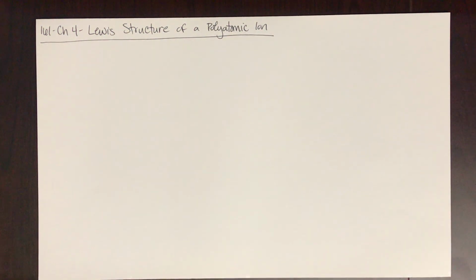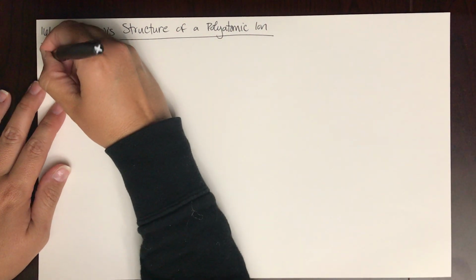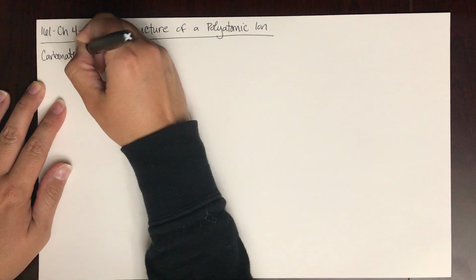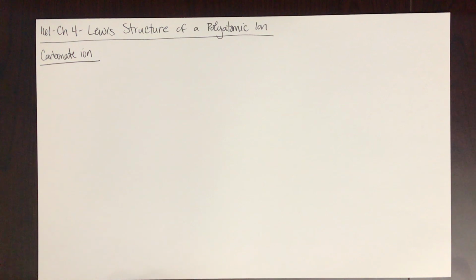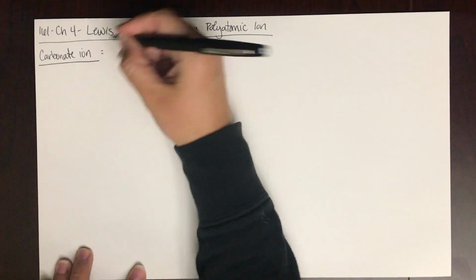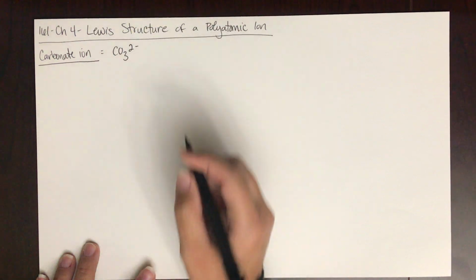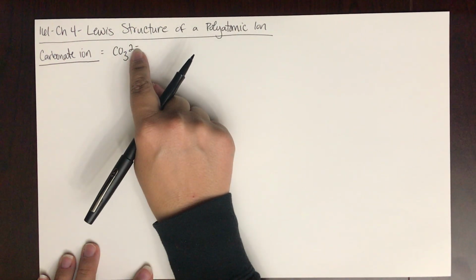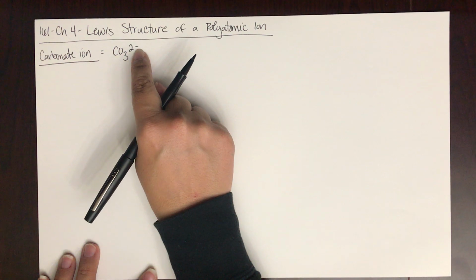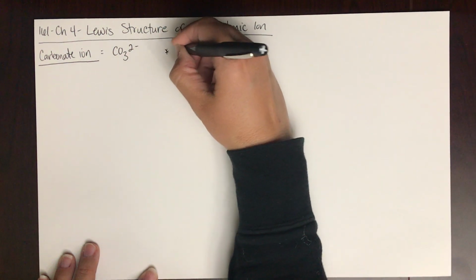Okay, so still working on Lewis structures, let's look at the Lewis structure of a polyatomic ion. Let's use the carbonate ion as an example. Carbonate is one of the polyatomic ions that you're responsible for. Carbonate has a formula of CO3 2-. Remember what this 2- means. Remember, this 2- means that we've gained 2 electrons.